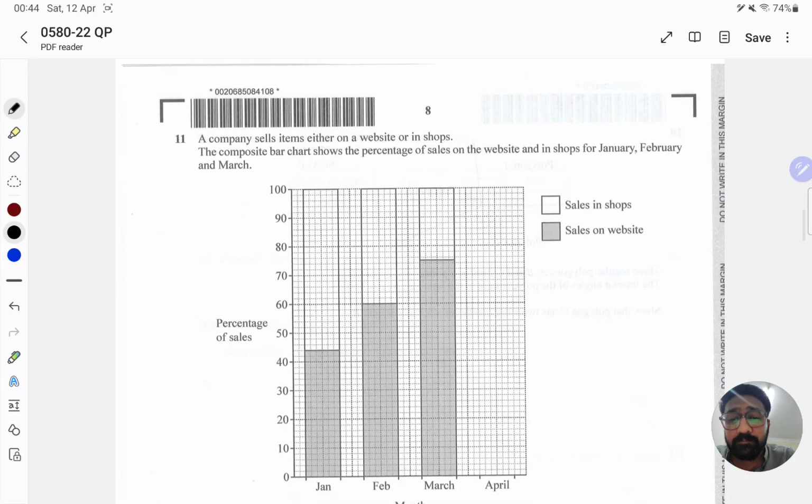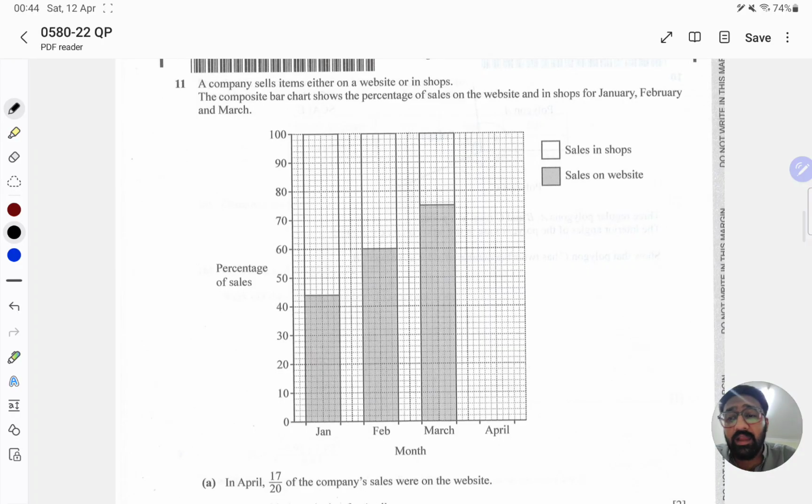Question number 11 says a company sells items either on a website or in shops. The composite bar chart shows the percentage of sales on the website and in shops for January, February and March. So for January, the percentage of sales on the website is 42%, 44%, and the remaining 46% is sold in shops, and similarly for the rest as well.